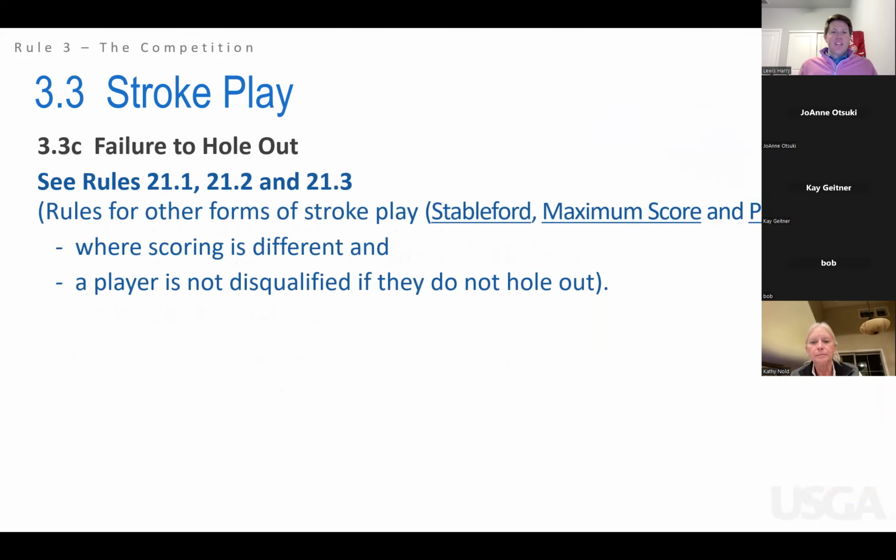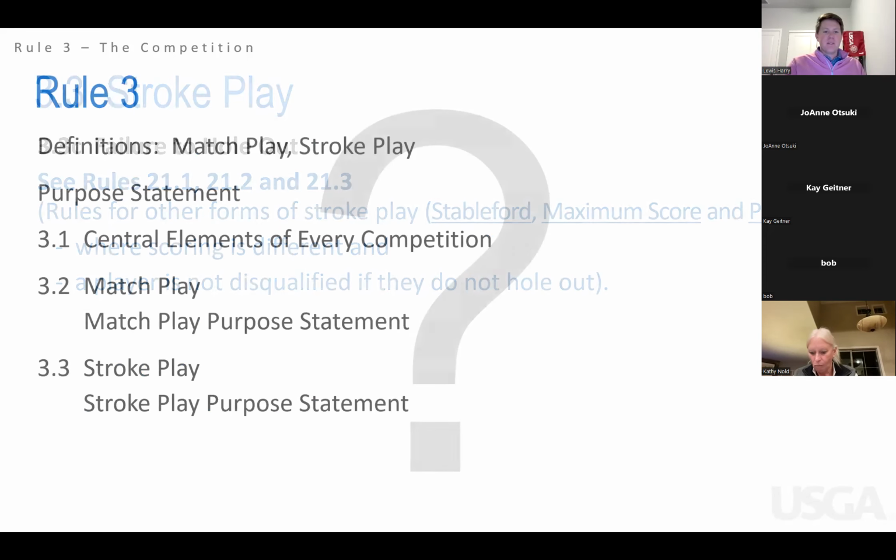Some other forms of stroke play might let us get away with that: Stableford, max score, par bogey, where the scoring is a little bit different. If a player doesn't hole out in those forms of play, that might not necessarily get them disqualified. In Stableford, if I reach a max score or I can't get any points on that hole, I can pick that ball up and not be disqualified for failing to hole out in those other forms of stroke play.